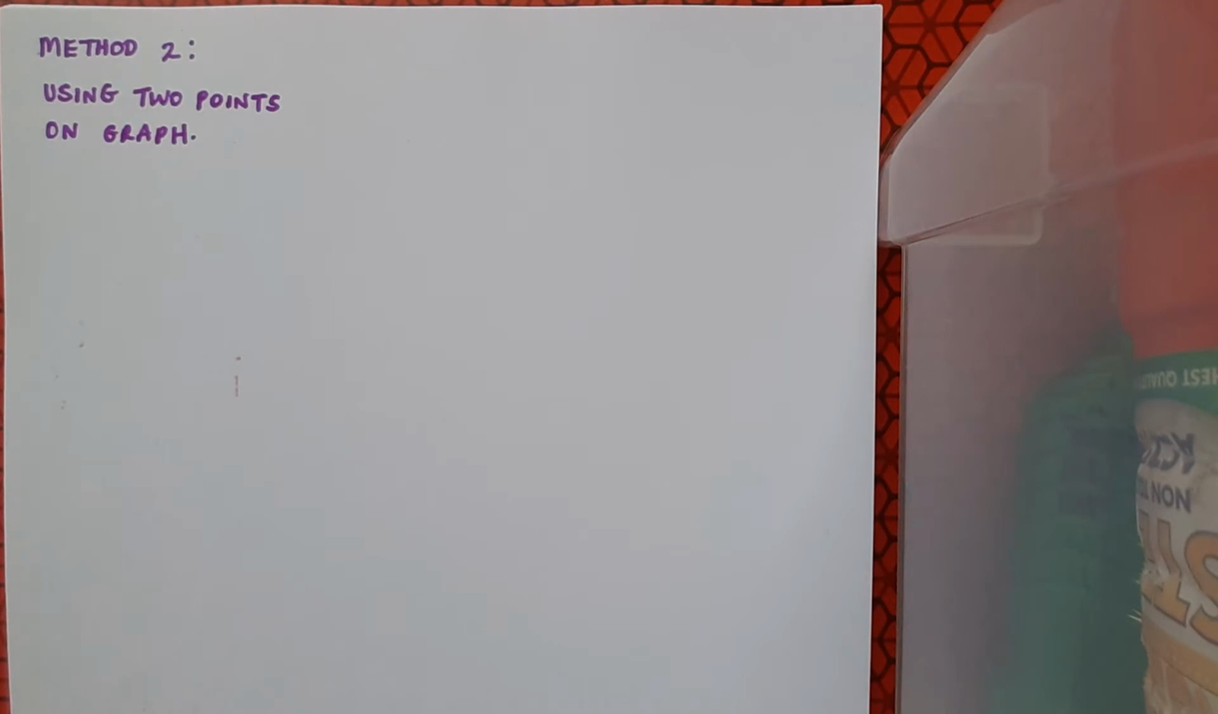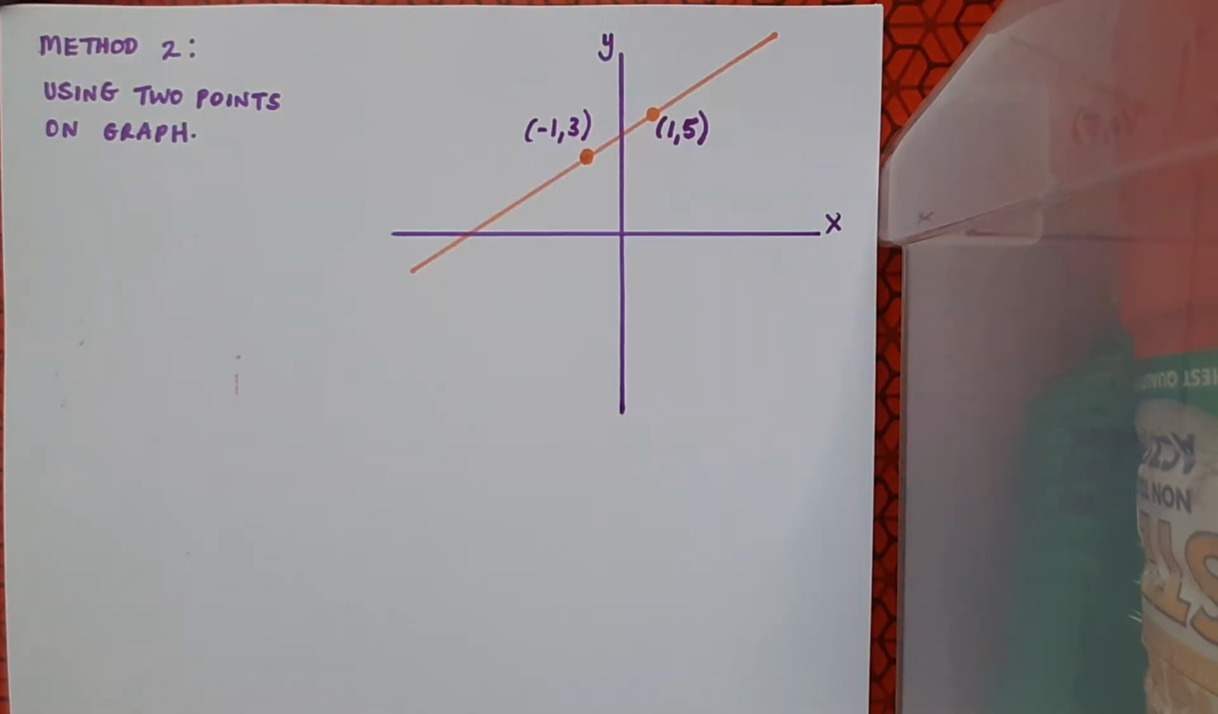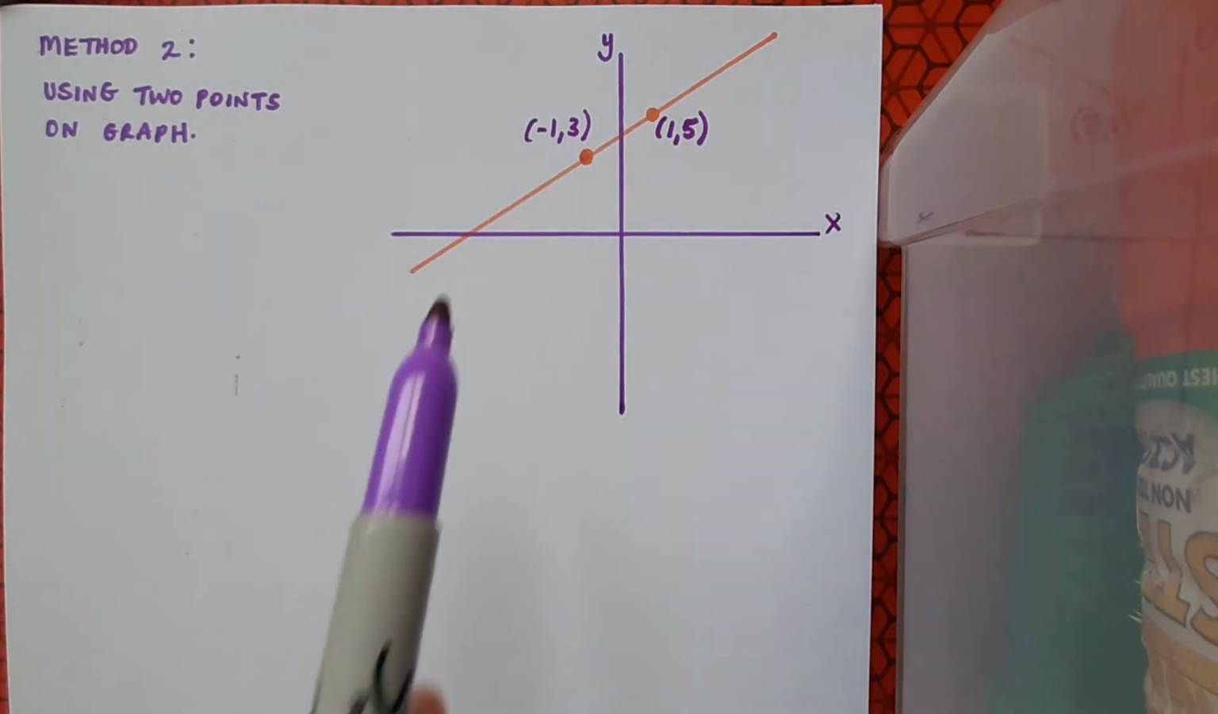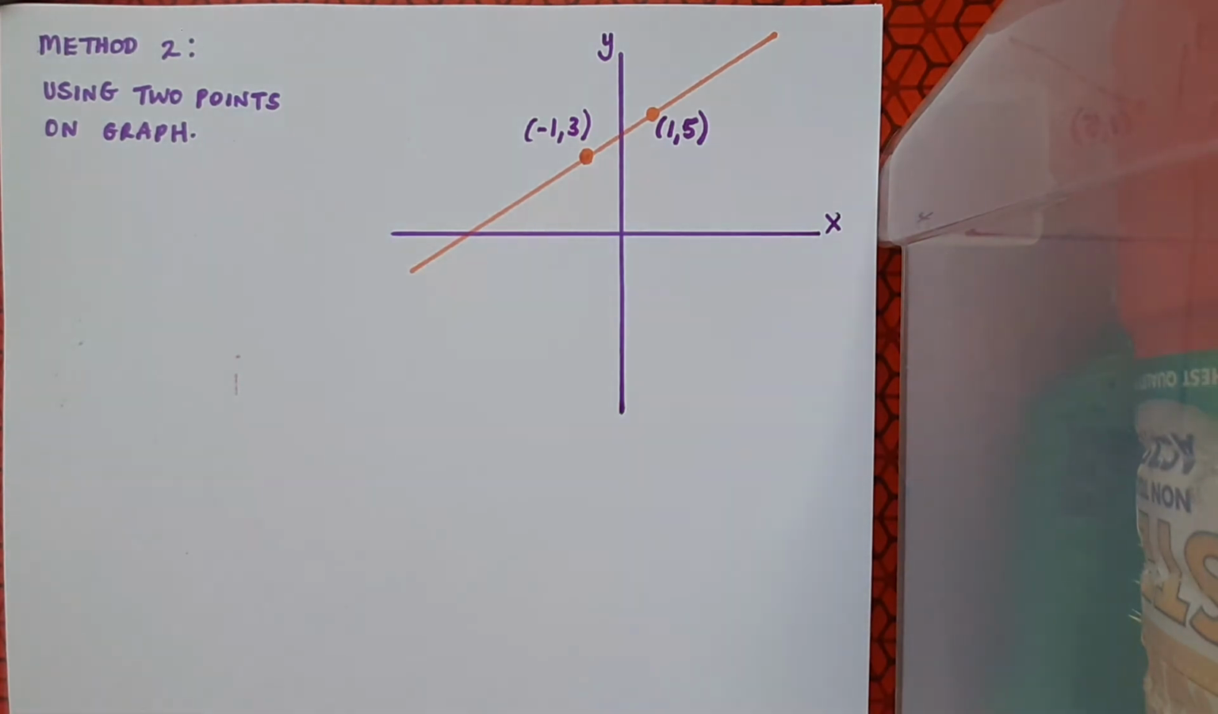Method 2 will involve using 2 points on the graph. You can see in this case that I have no background grid, so I'm not going to be able to use rise over run to get slope, and I'm also not told exactly where the line goes through the y-axis, so I don't have a y-intercept.